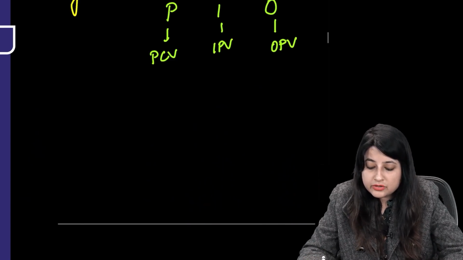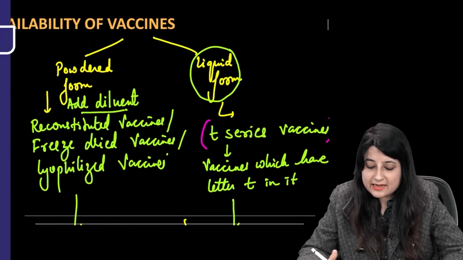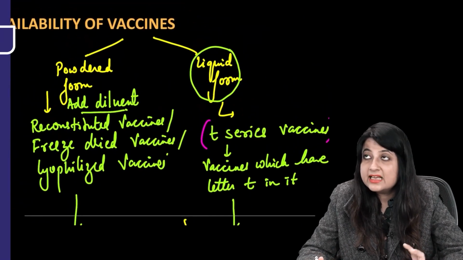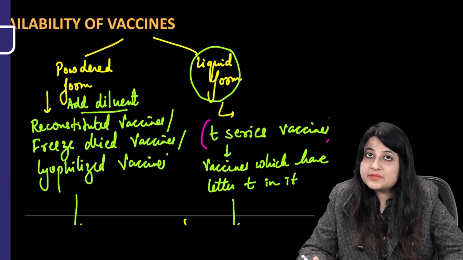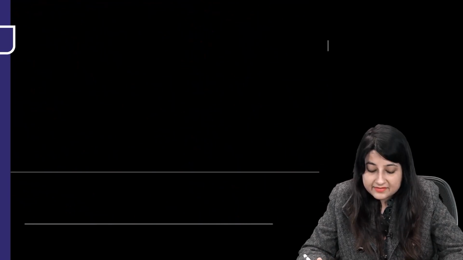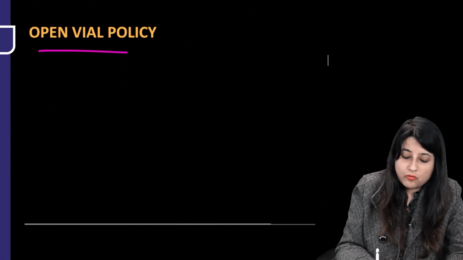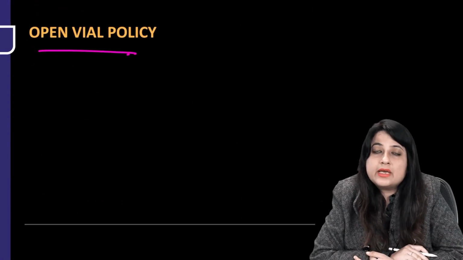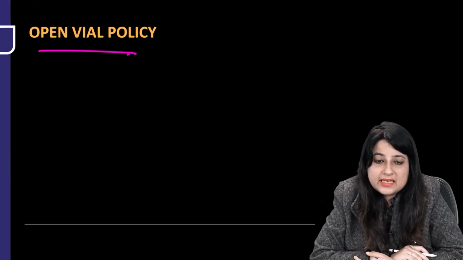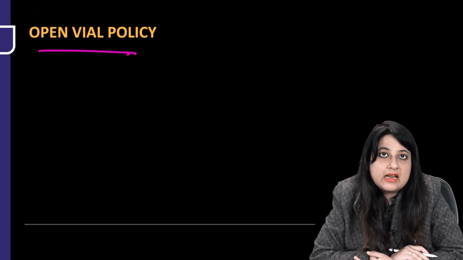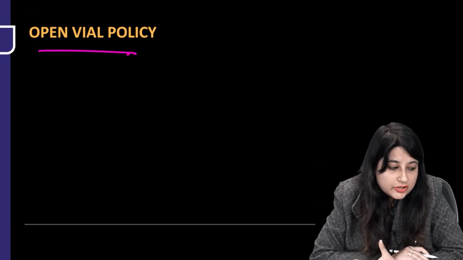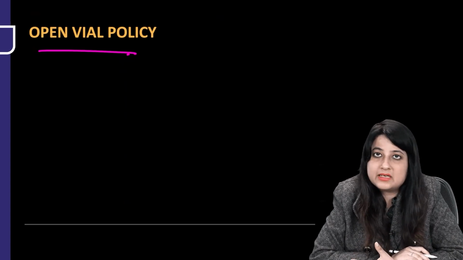But what about the T series vaccines and PO, the liquid vaccines? Can they be used in subsequent sessions? Yes. That is the concept of open vial policy. Open vial policy simply means that it allows the reuse of partially used vials of applicable vaccines.